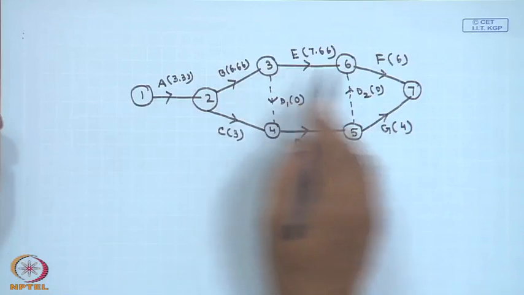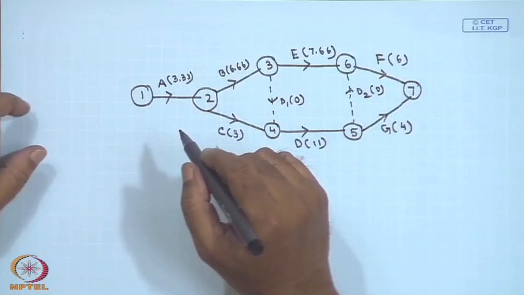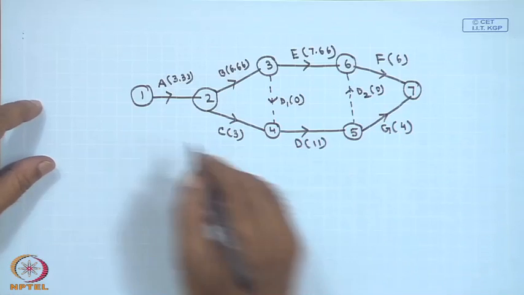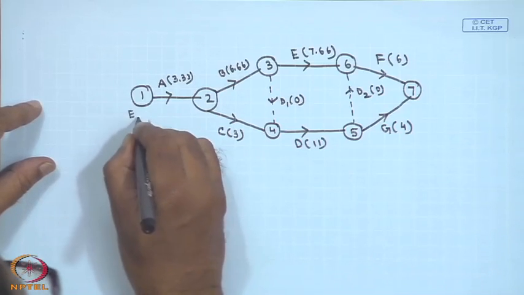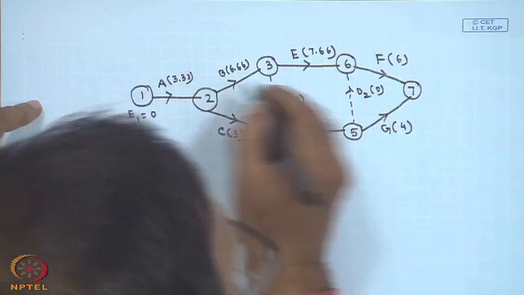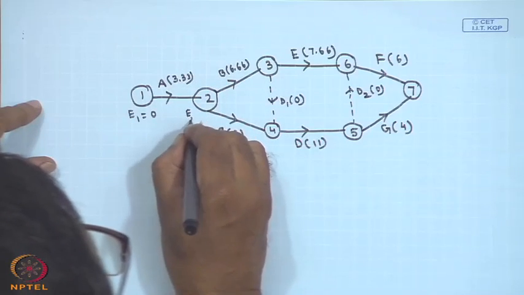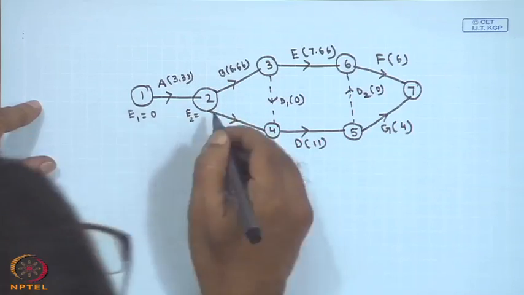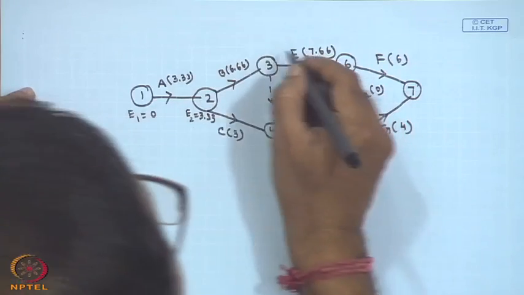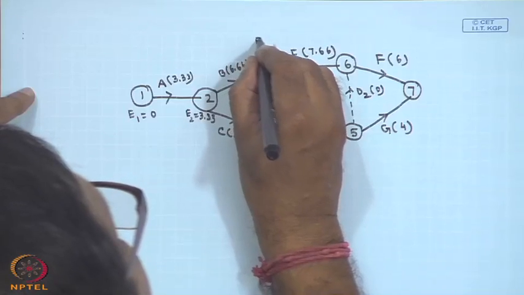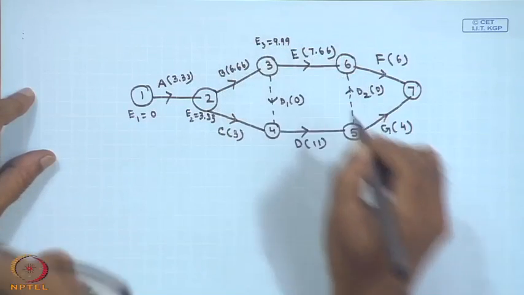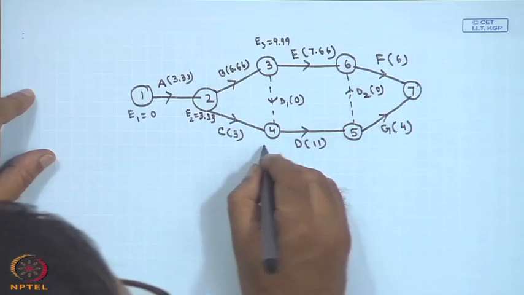So, once I got this expected time, now I can calculate using forward pass and backward pass your values of E I and L I. So, E 1 is your 0. So, your E 2, this one, your E 2, this will be equals to 3.33 only. Your E 3 will be 3.33, 6.66. So, E 3 is your 9.99.